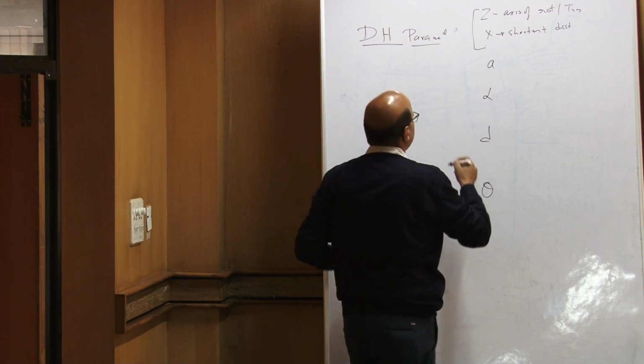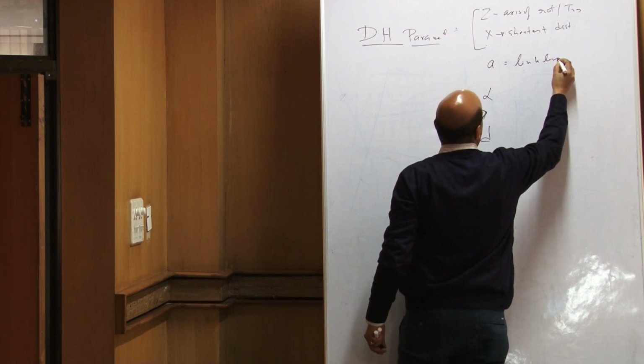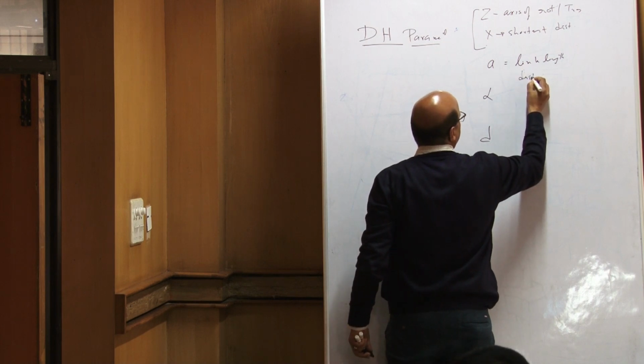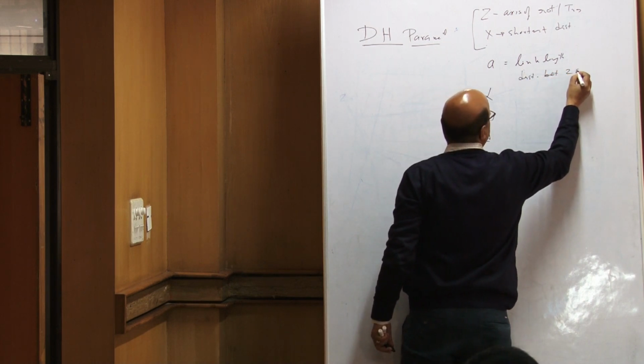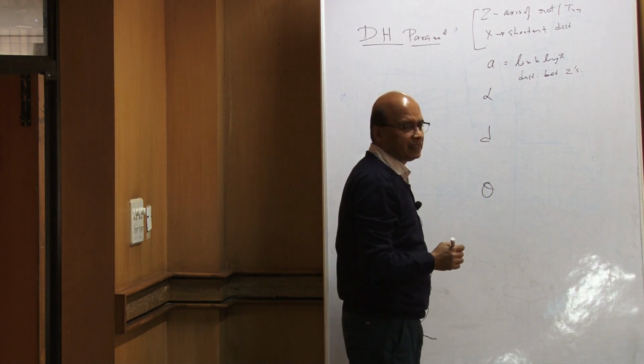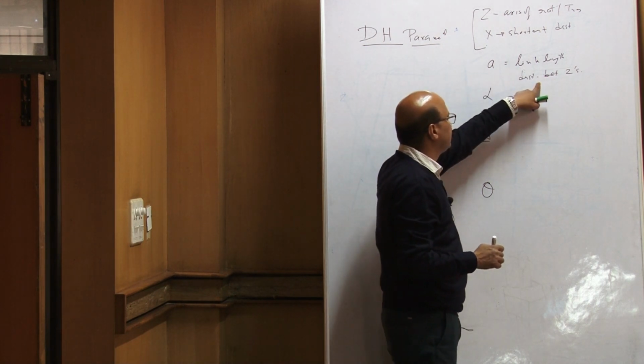A is called the link length. It is very easy to remember: it is the distance between the z's. Okay, A is the link length, which is the distance between the z's. So A is the distance between the z axes.